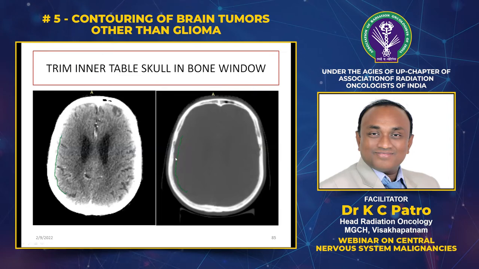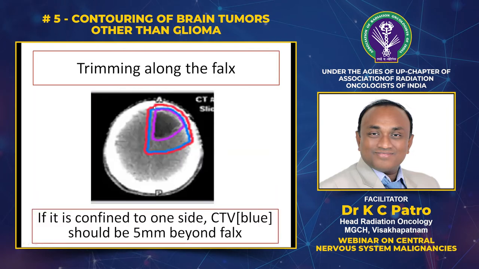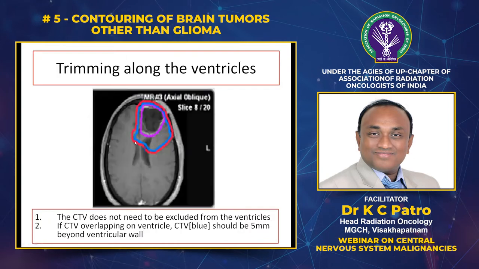So if you are trimming the skull bone from the GTV and CTV, you should select the bone window and try to trim. Never trim in the soft tissue or brain window. Like that along the falx, don't cut yourself right at the falx. You should at least go 0.5 cm to the opposite side. Again the same with the ventricles. Don't stop at the edge of the ventricle. At least go 0.5 cm inside the ventricle.